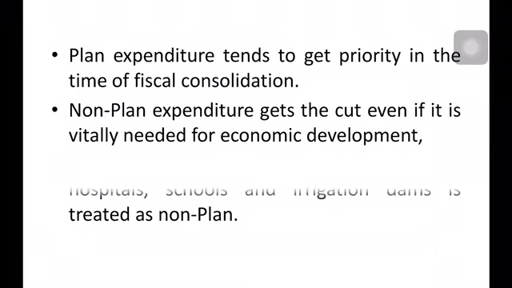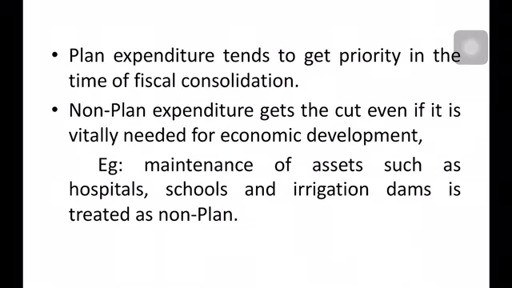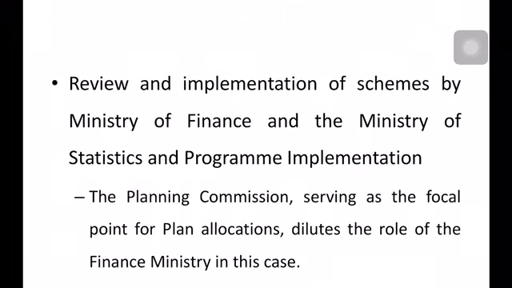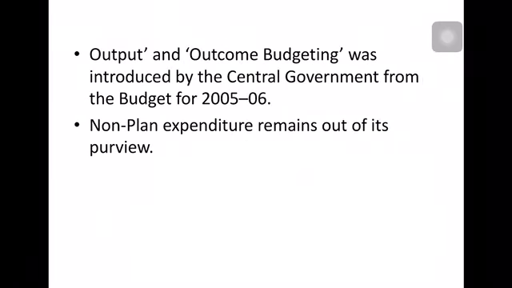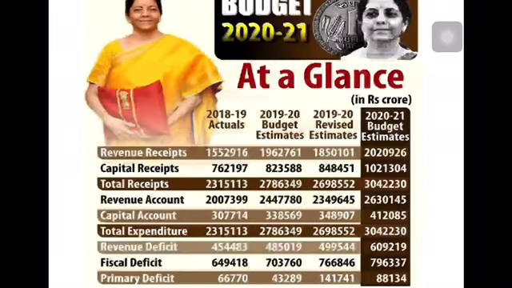Because I had already given you some of the arguments which I explained in the last class, that the maintenance of any assets is as important when it comes to the budget. It is not only the construction which is so important, the maintenance of the assets is also important, and that comes under the revenue expenditure part, that is the consumption part. And output and outcome budgeting, as I told you, I will explain in the coming classes. So this is where we stopped in the last class.